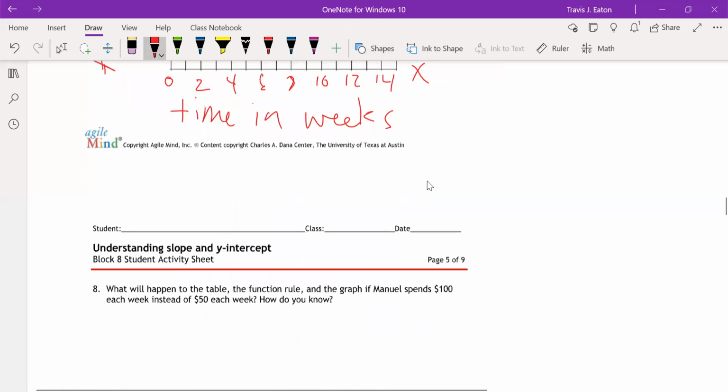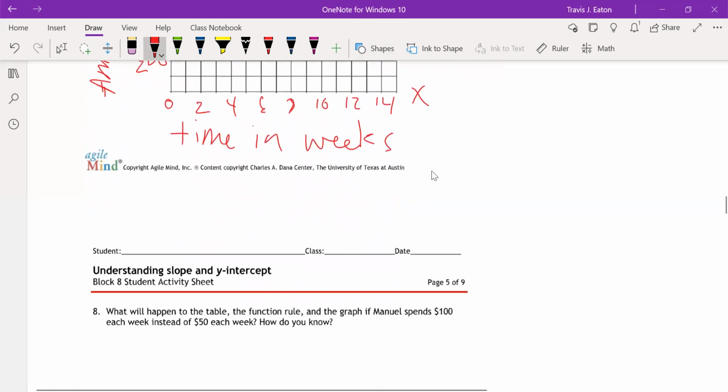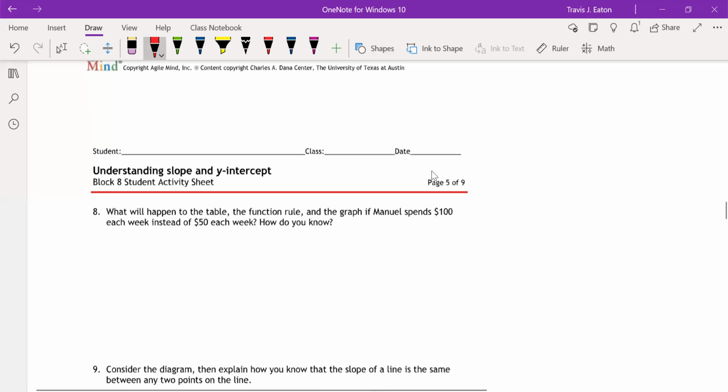Okay, let's move on to the next question. Question 8 says, what will happen to the table, the function rule, and the graph if Manuel spends $100 each week instead of $50 each week? Well, obviously, if we replace the $50 per week that's leaving with $100 per week, there would be a new spending rate. The graph would still fall, but the line would be steeper.